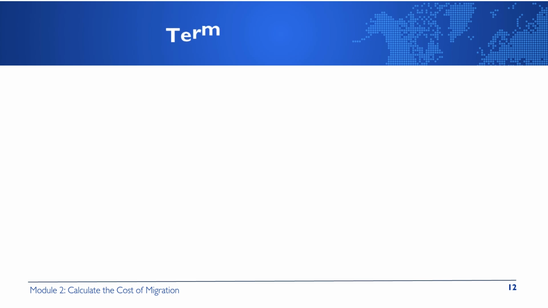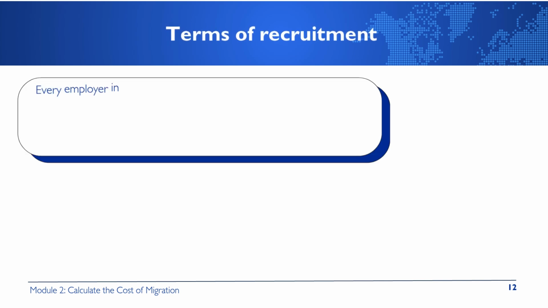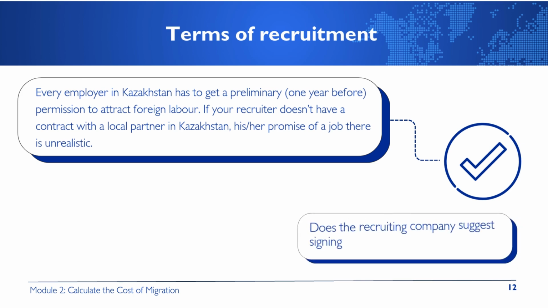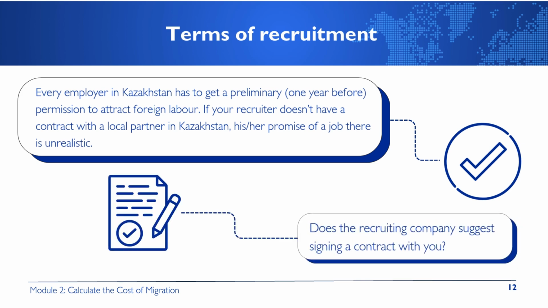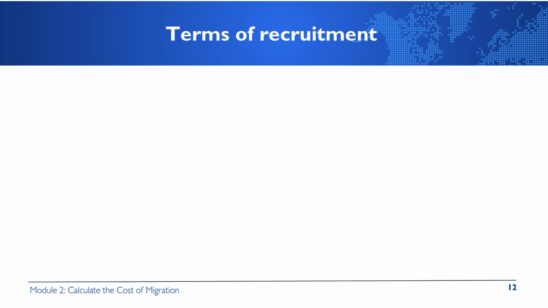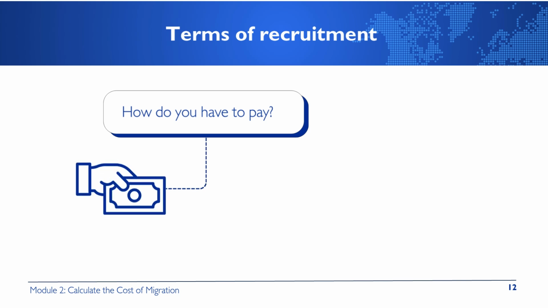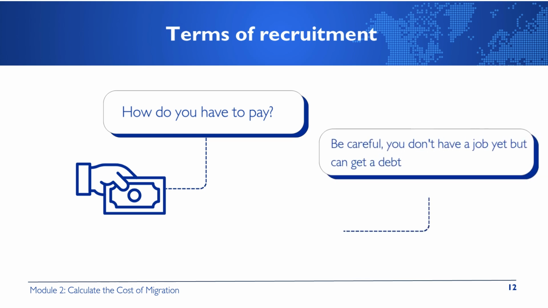To obtain a work permit, you must find an employer in Kazakhstan and sign an employment contract. Be careful with payments, as you don't have a job yet and can incur doubt. Ensure you understand the terms of recruitment and the obligations involved. Be careful of scam and fraud. Do not pay in advance. Check the license if you are using a private agency's services. Calculate the cost so that you will not be in debt while not having an actual job.